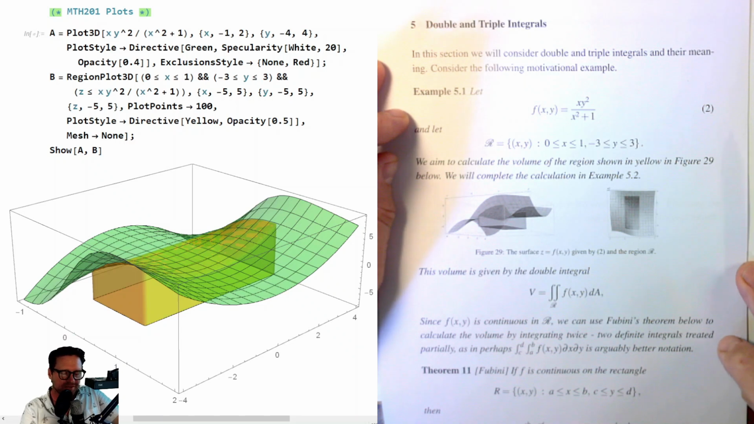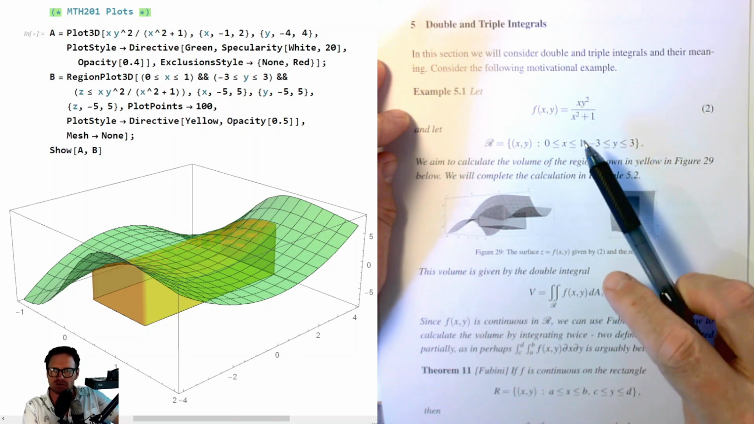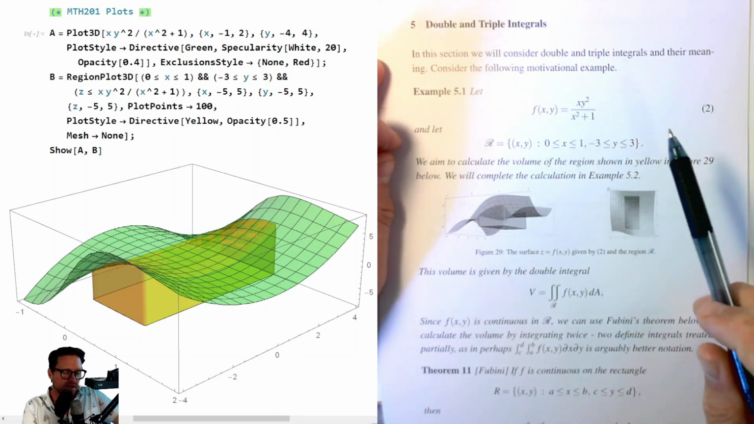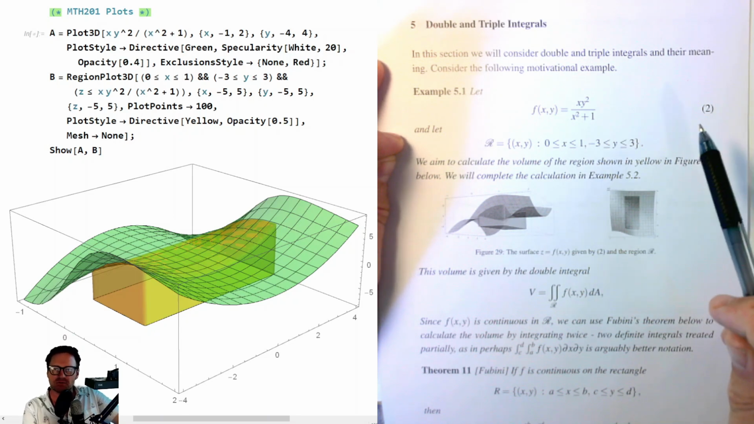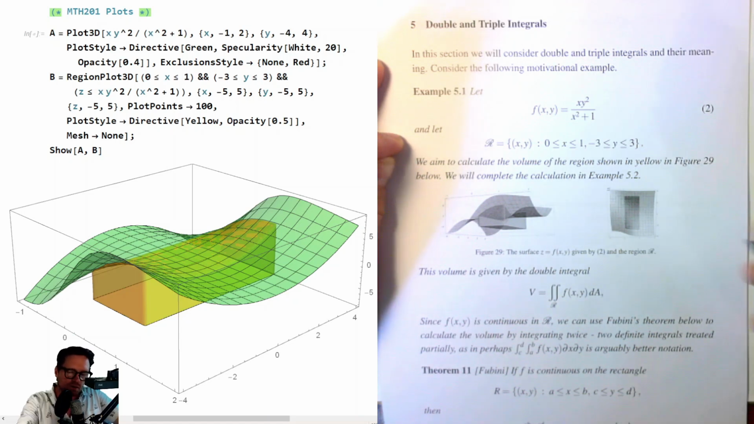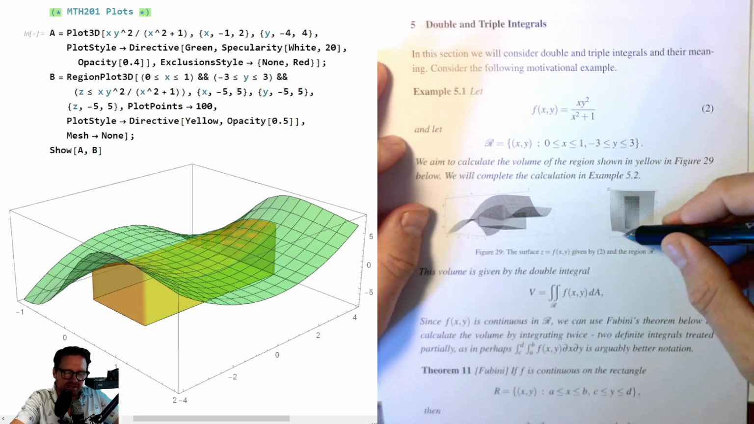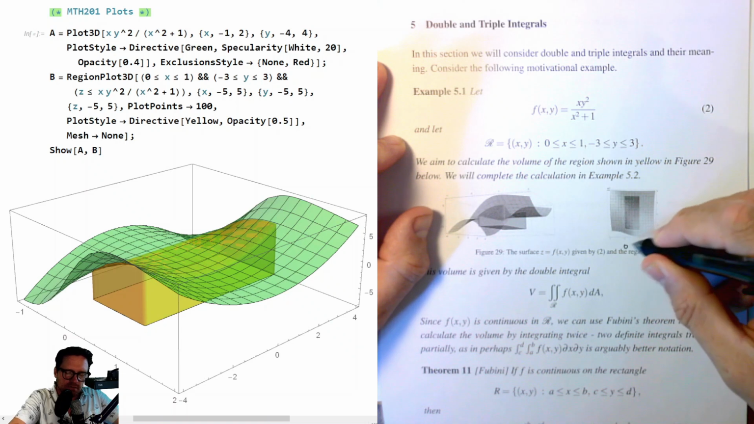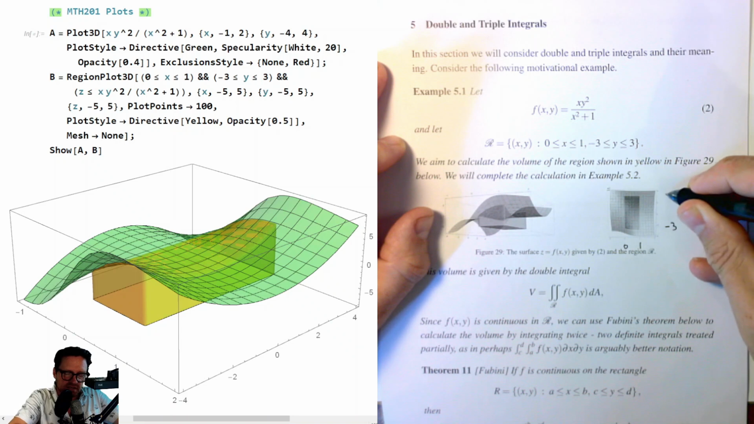Example 5.1. Let f of x and y be equal to x y squared over x squared plus 1. And then consider this rectangular region where x is between 0 and 1 and y is between -3 and 3. Okay, so that is this region here. X is between 0 and 1, and y is between -3 and 3.